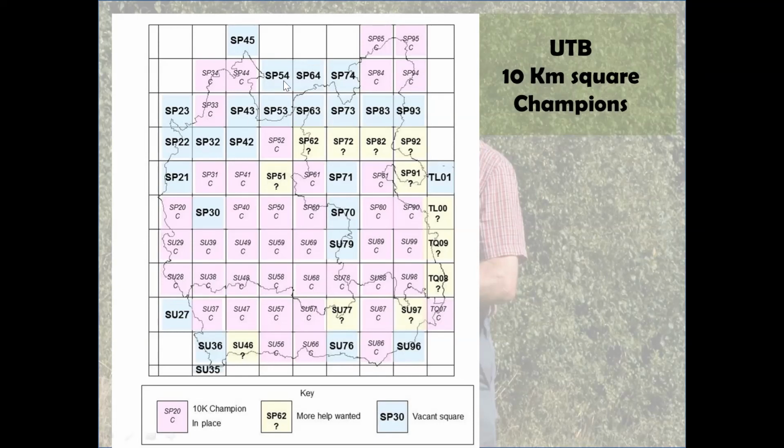Some of these make sense. I mean, look at this one, SP54. There's a tiny bit of Oxfordshire in it. So it's not much of a challenge, but equally it's not very rewarding, is it?